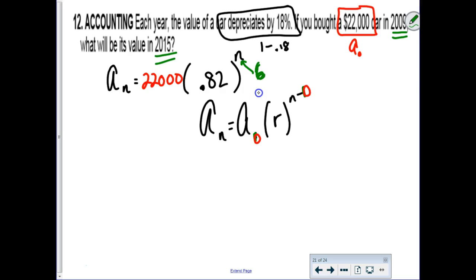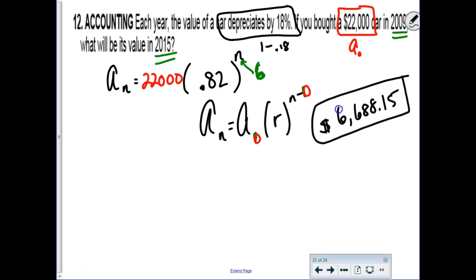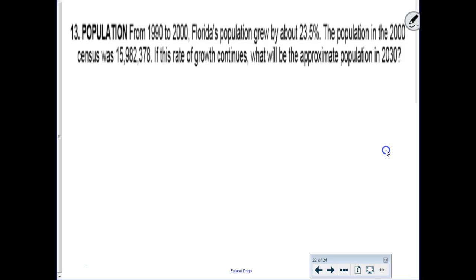So the car is worth about $6,000, and it's money, so you want to round appropriately. $6,688.15. Cool. So that was very reminiscent of something we've seen before. And I hope I didn't confuse you extra because of the weird nth power instead of n-1. All right, so this one.